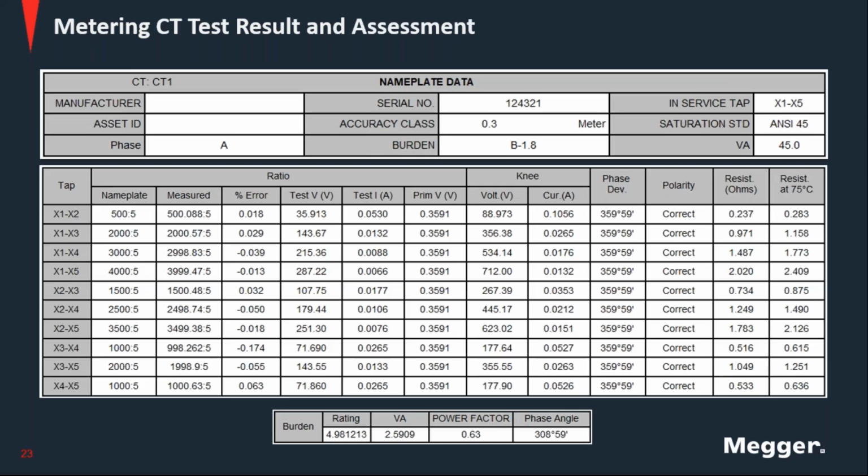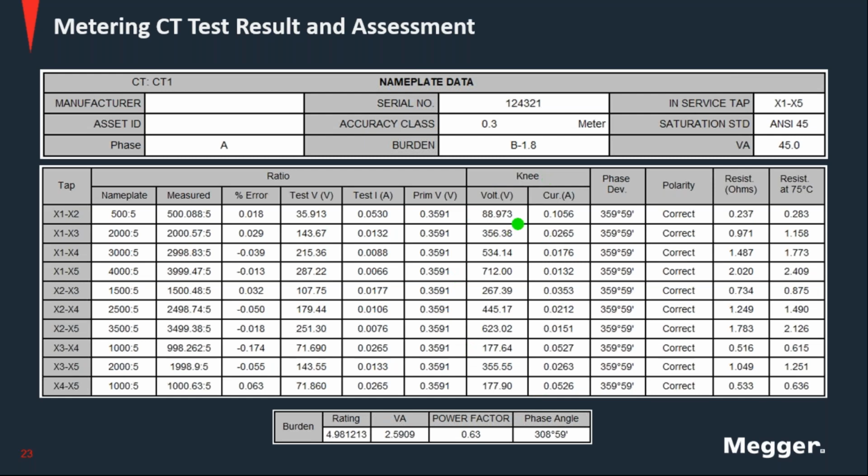So continuing with this, this is just information about the testing conditions, how this measured ratio was obtained, the voltage and the current that was circulating when running the test, and the induced voltage on the primary side. Then this is the knee point. Well, this is integrating all the results.